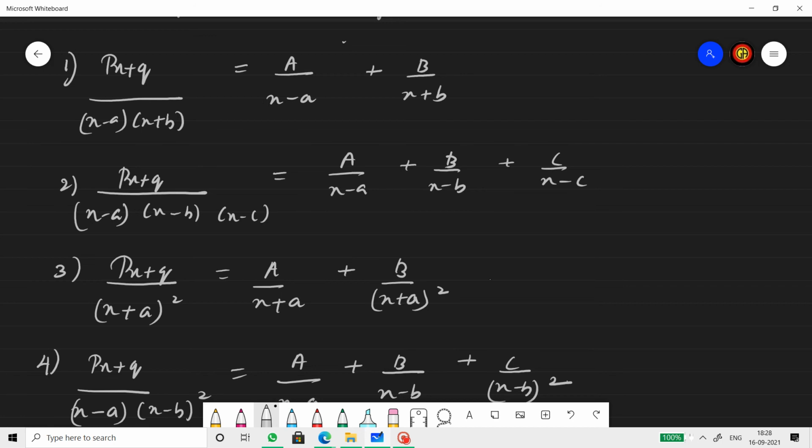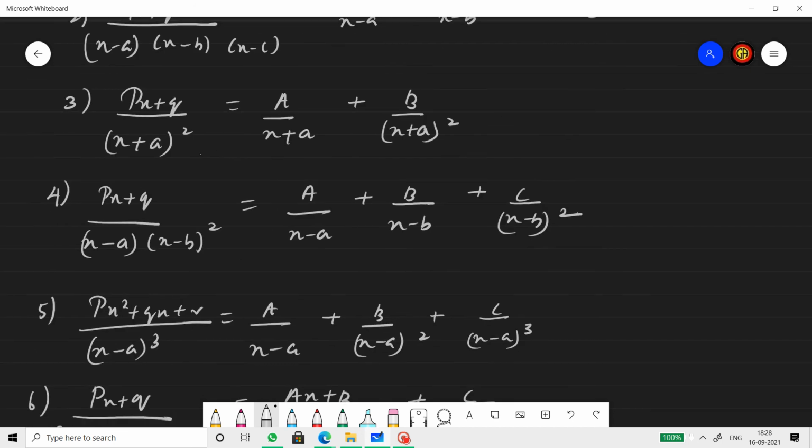Then (px plus q) divided by (x minus a) the whole square. If it is a square, please don't expand it. Keep it as it is. A by (x minus a), b by (x minus a) the whole square is how we split. And if it is a linear term and a square term, like (x minus a) to the power 1 into (x minus b) the whole square, if the power is 1, we will take it as a by (x minus a). Since it's 2, it is b by (x minus b) plus c by (x minus b) the whole square.